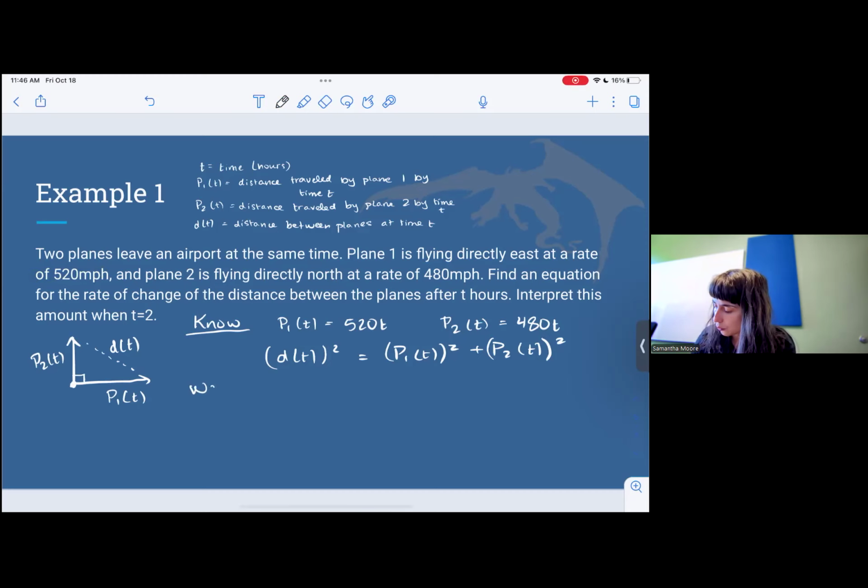What I've been asked to find, or what I want to know, is the rate of change of the distance between the planes after t hours. So distance between the planes was d of t. So the rate of change is going to be d prime of t. So I want an equation for that. And we also want to interpret this amount when t is 2. So specifically also going to be thinking about d prime of 2. Okay, cool. So that is sort of the next step that we need to do, which is to think about our knowns and our wants.